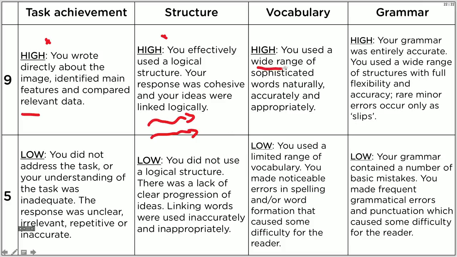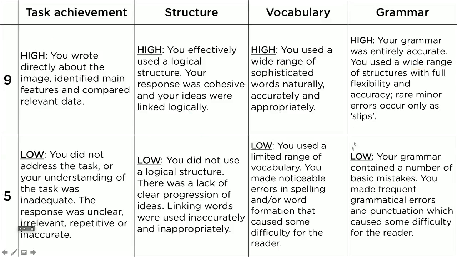Vocab, you used a wide range of sophisticated words naturally, accurately, and appropriately. If you do spot a word that you're overusing, try to think of a synonym. Grammar, same thing, needs to be accurate, and you also need to think about a wide range of structures. Don't use the same sentence types each time.